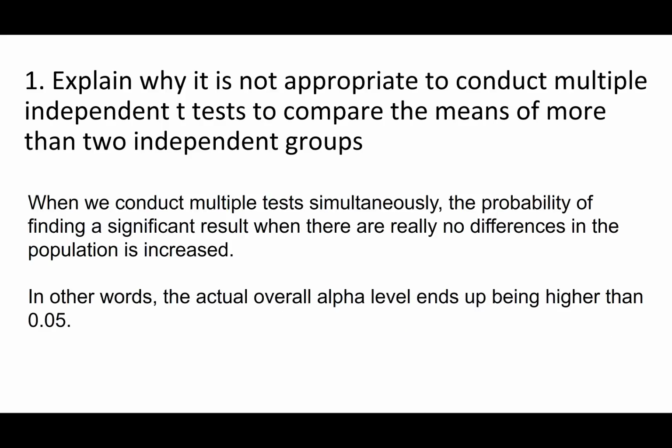Before moving on to the next learning objective, I want to summarize why it is not appropriate to conduct multiple independent tests. When we conduct multiple tests simultaneously, the probability of finding a significant result when there are really no differences in the population is increased. In other words, the actual overall alpha level ends up being higher than 0.05.